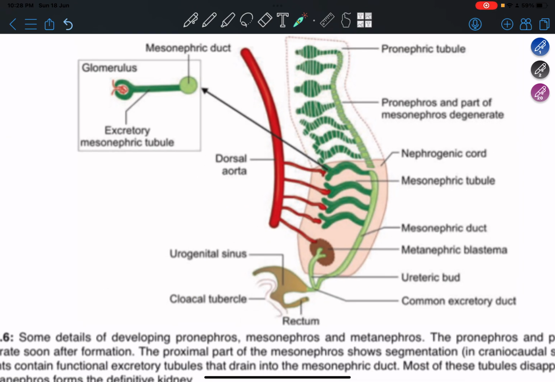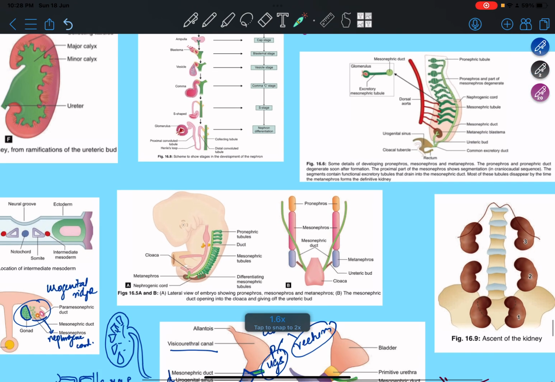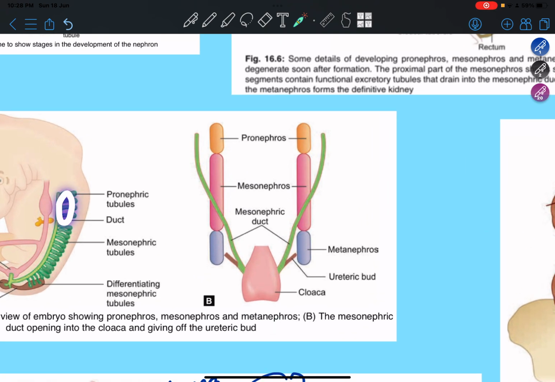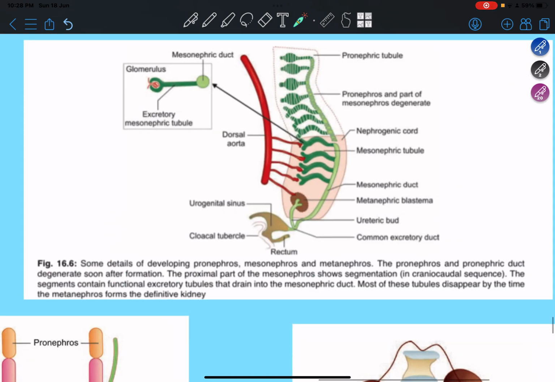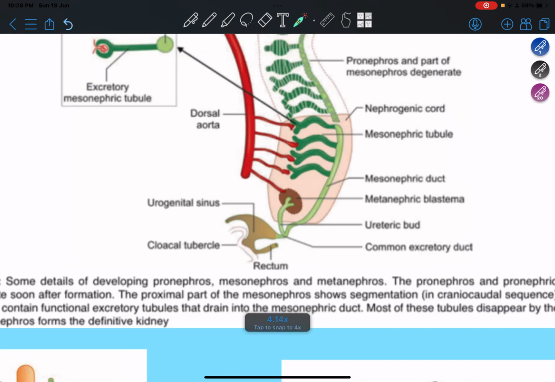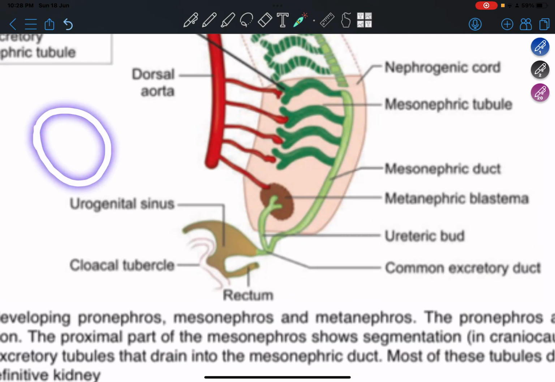Next is the metanephric kidney. As I told you, different parts of the nephrogenic cord give rise to different things. The cranial part gives the pronephros, then the mesonephros. The sacral part, or the caudal-most part of the nephrogenic cord, gives rise to the metanephros, or the metanephric blastema, also called the metanephric mesenchyme. It is basically a mass that appears. One may ask how it appears.